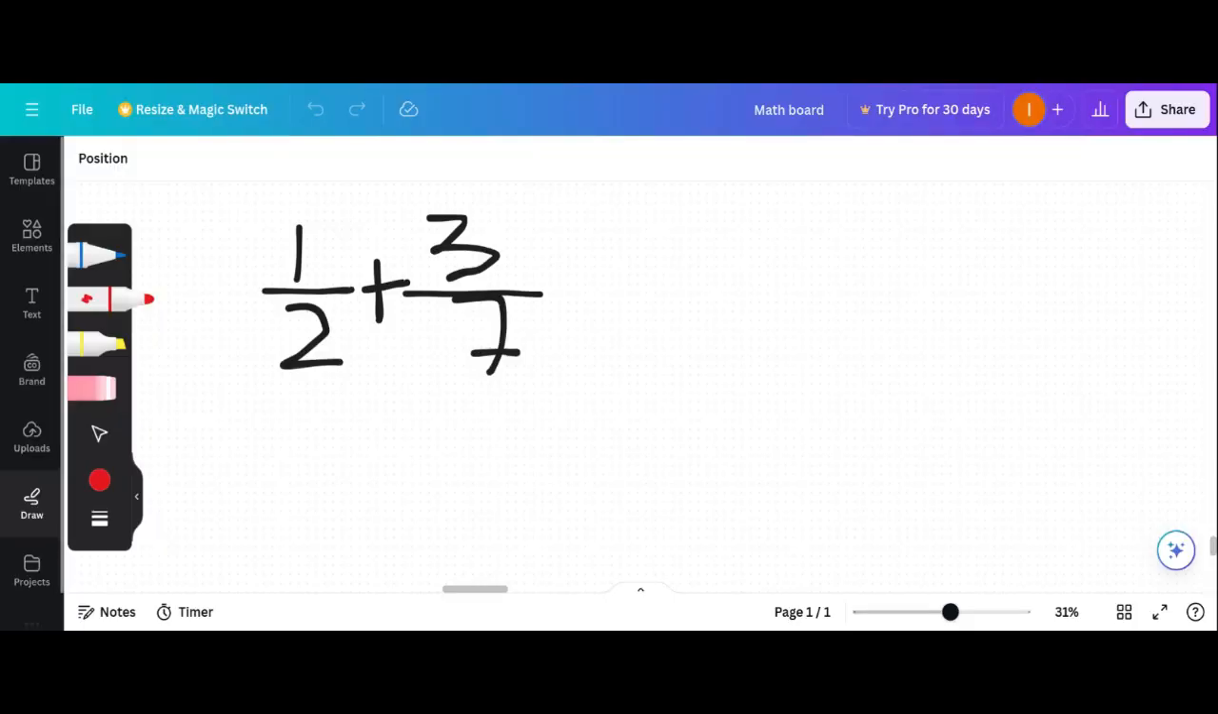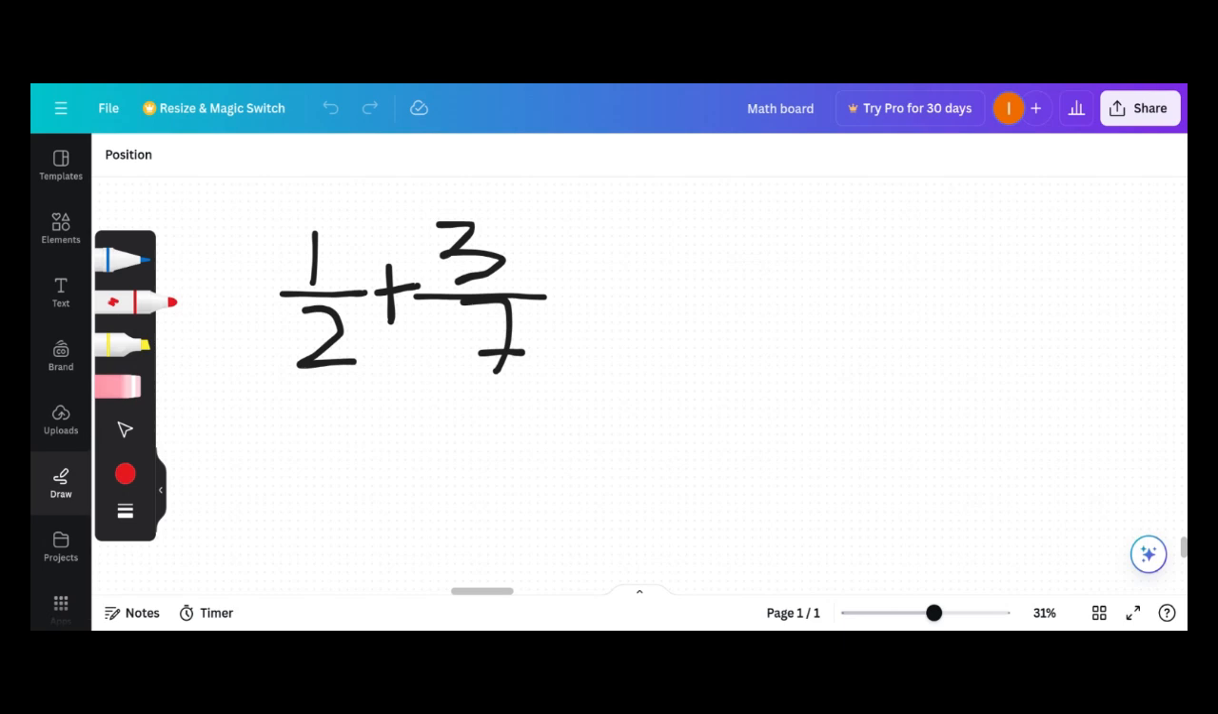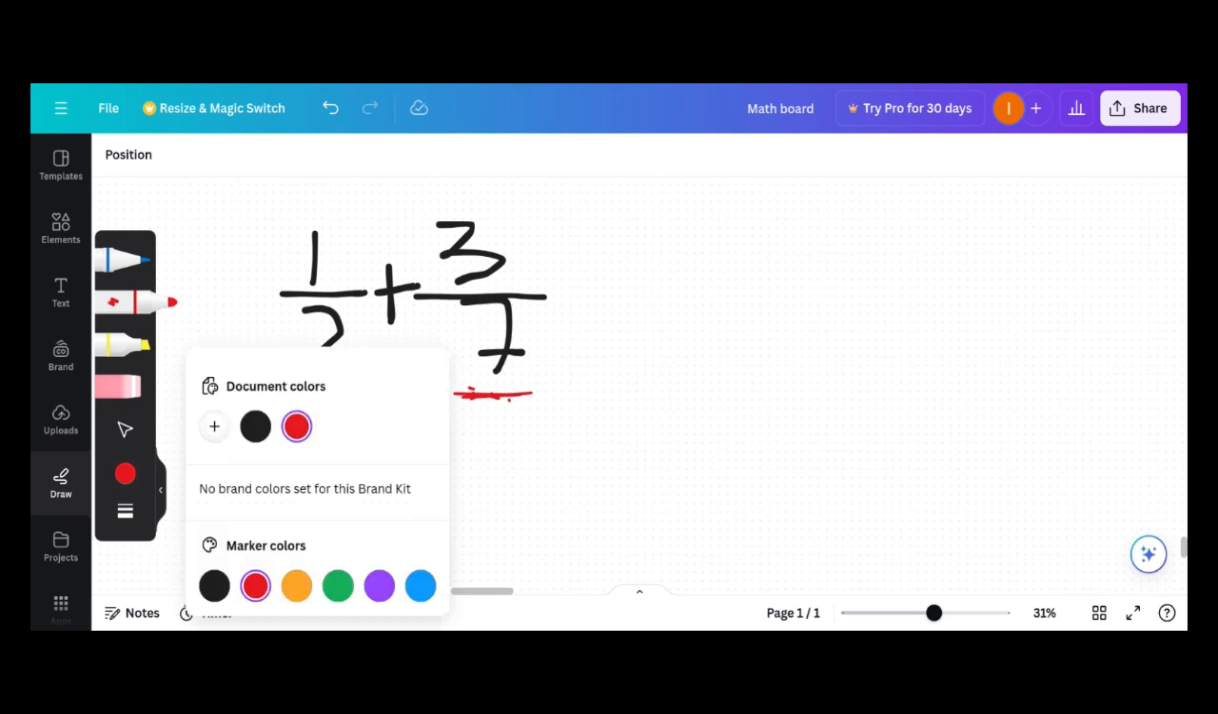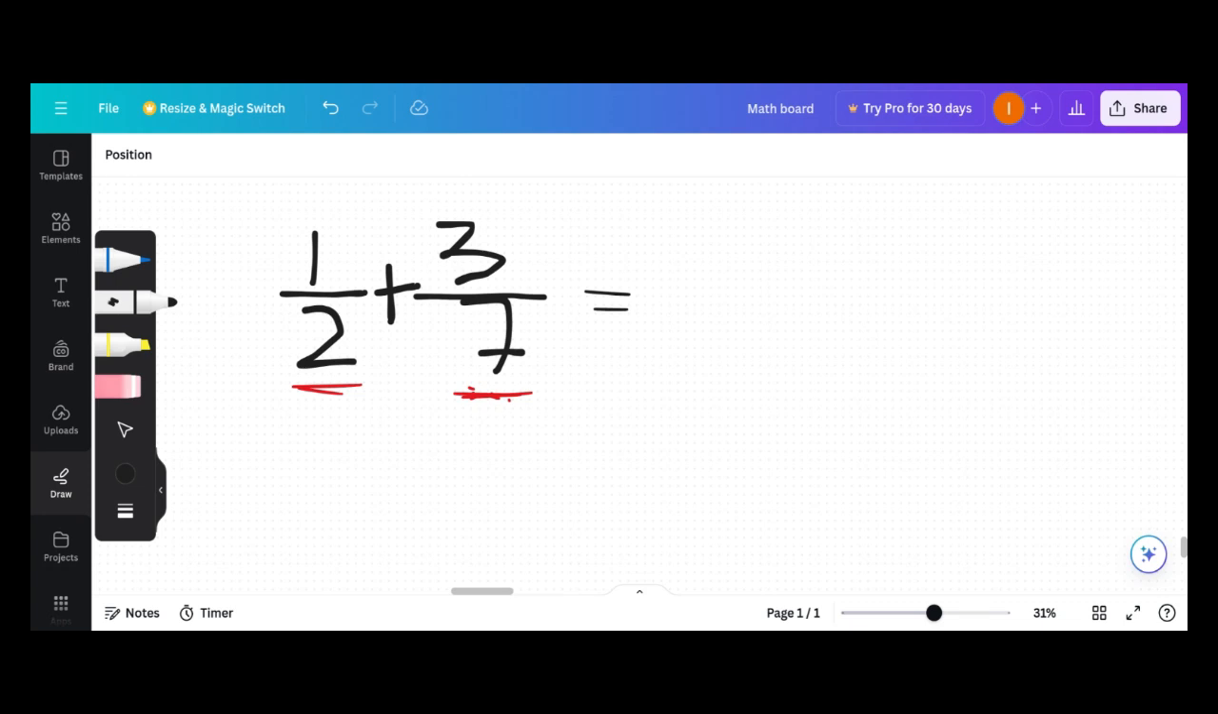1/2 plus 3/7. As we can see here, they don't have the same denominator. 2 and 7 are two different numbers. That means that we need to find a common denominator in order to answer this equation.